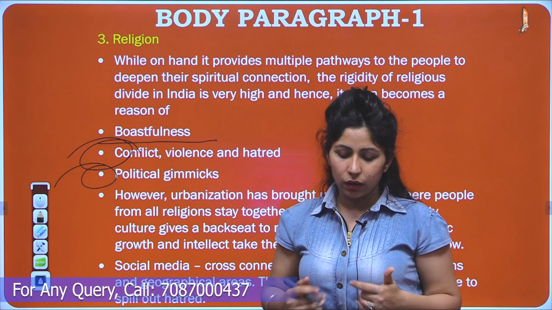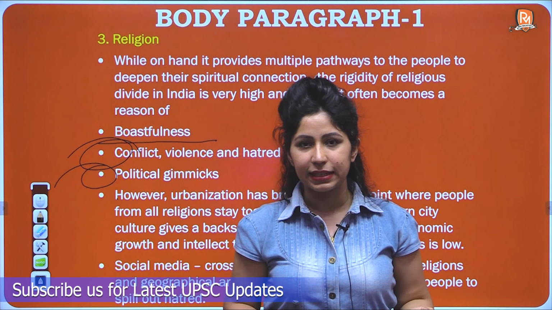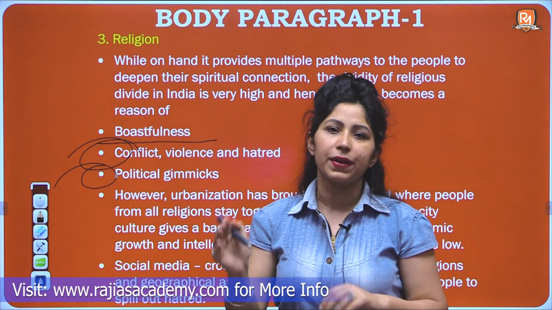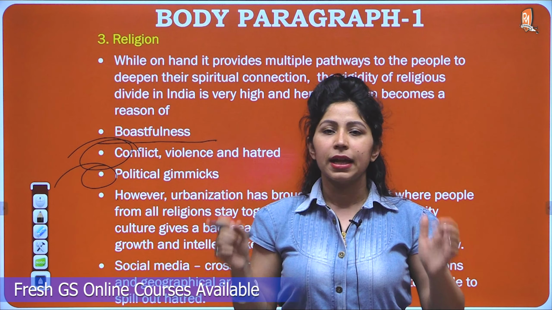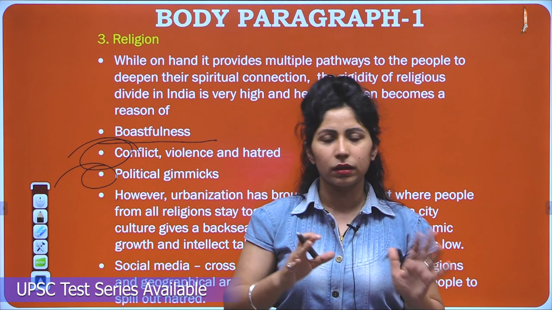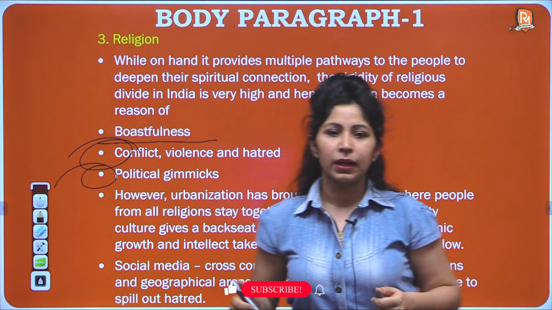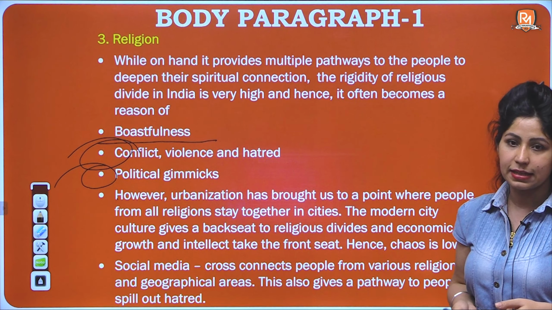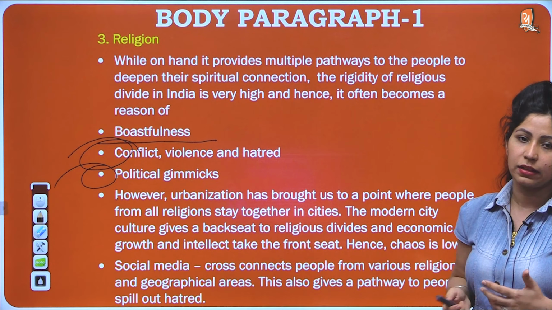However, what has come up with urbanization and modernization is that religious identity is slowly taking a back seat, because what is taking the front seat? Economic growth or the power of intellect is taking the front seat due to urbanization. People from various religions in urban areas, in cities, are living together in high-rise buildings or things like that. They live comfortably in the neighborhood because economic growth is the topmost priority for them. So urbanization has brought us to a point where people from all religions stay together in cities. The modern city culture gives a backseat to religious divides, and economic growth and intellect take the front seat.